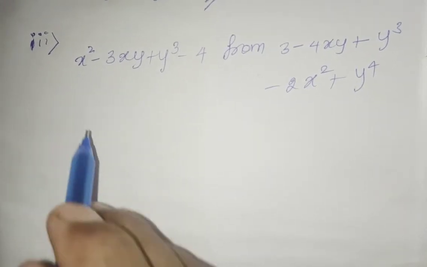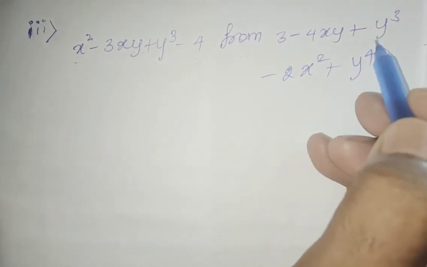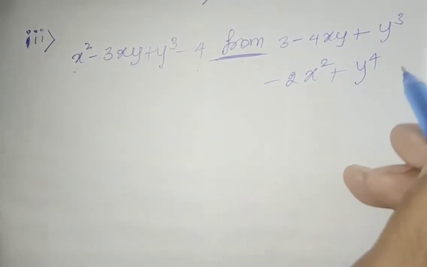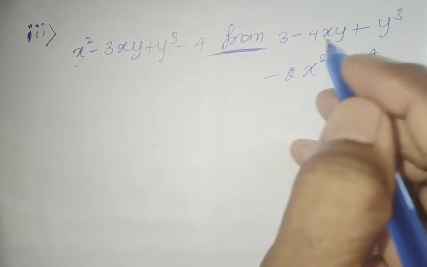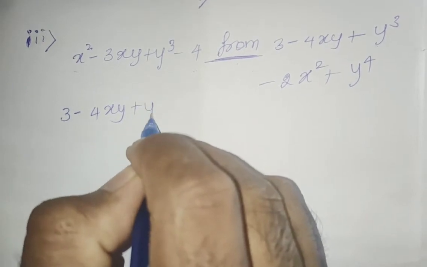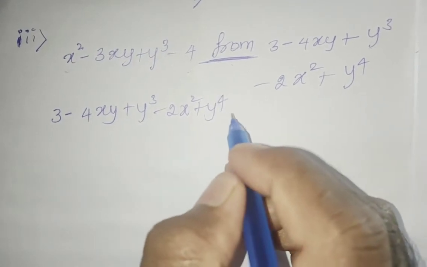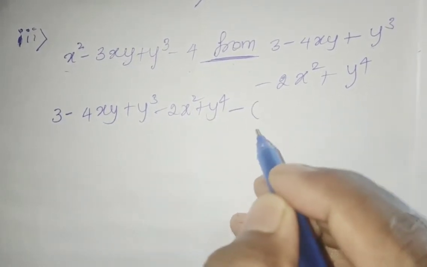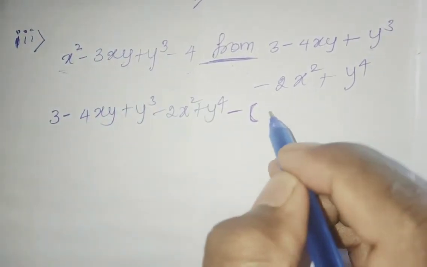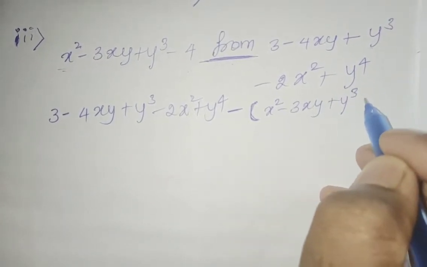The question is to subtract this algebraic expression, we can say polynomial, from this polynomial. Whenever "from" is there, remember first we have to write this polynomial. So first write 3 minus 4xy plus y cube minus 2x square plus y raised to 4. Then subtract is there, so minus, then put the bracket. Whenever minus will come, you have to put the bracket. Inside the bracket we have to write the first polynomial, x square minus 3xy plus y cube minus 4.